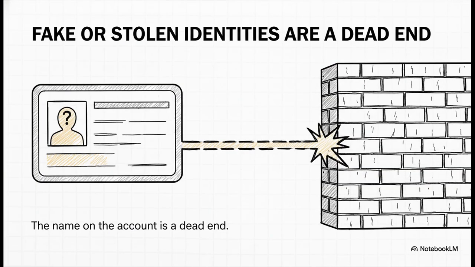And here is the very first layer of the deception. These aren't the criminals' personal bank accounts. No way. They're almost always opened using fake IDs or completely stolen identities. So that name on the account, it's probably just another victim in this whole mess. Or it might not even belong to a real person at all.